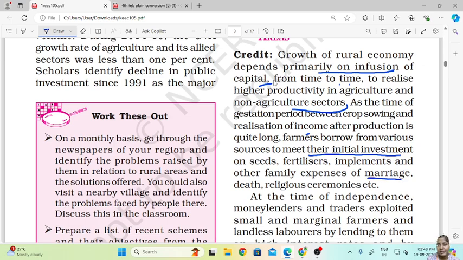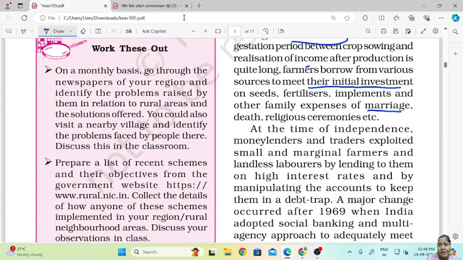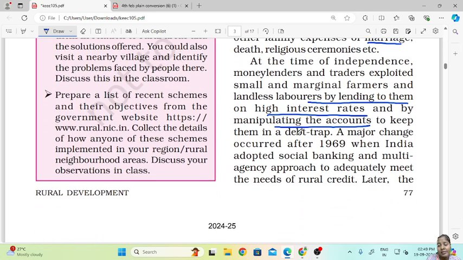religious ceremonies, etc. So at the time of independence, if any farmers wanted to take a loan, they used to go to the moneylenders. What they used to do is, moneylenders and traders used to exploit them. They exploited small and marginal farmers and landless laborers by lending to them at high interest rates and by manipulating the accounts to keep them in a debt trap.